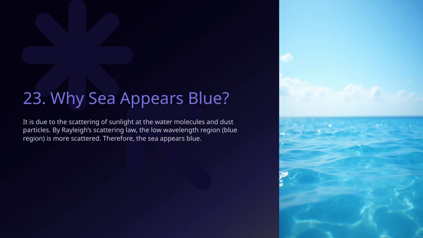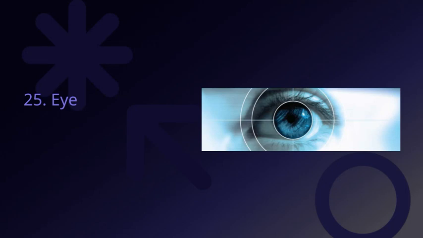So, essentially, the scattering of sunlight by water molecules causes the sea to look blue to our eyes. This concept ties back to the broader theme of how light and particles interact in our environment to create the colors we observe. Let's take a closer look at the eye.